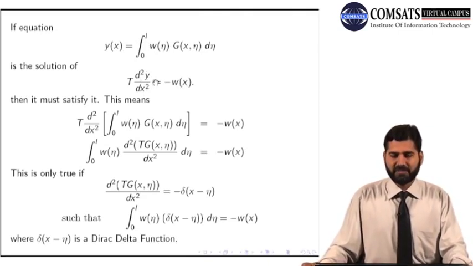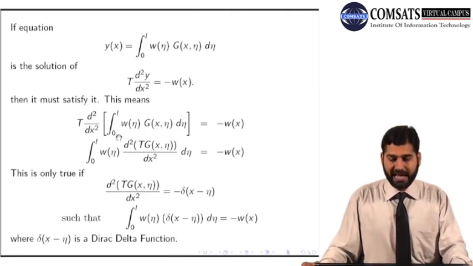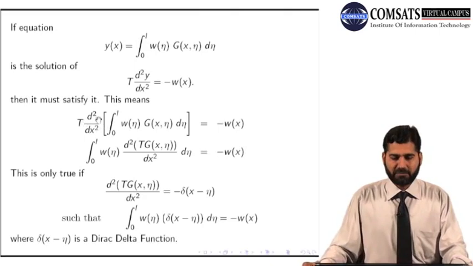So let's do it. T d2y by dx square is equal to the integral from 0 to L. I just replaced y by this expression here, right? Because the derivative is with respect to x and the integral is with respect to eta, and also the limits are constant, I can bring this derivative inside. So if you take the double derivative of this Green's function, this is only true if the derivative is equal to the delta function.